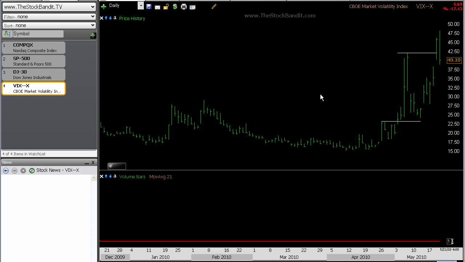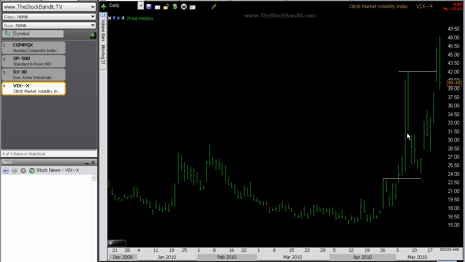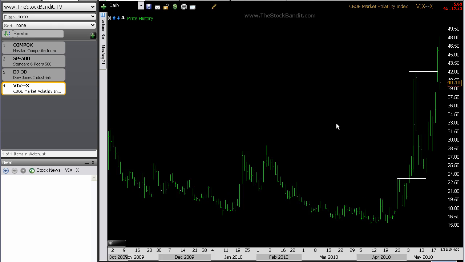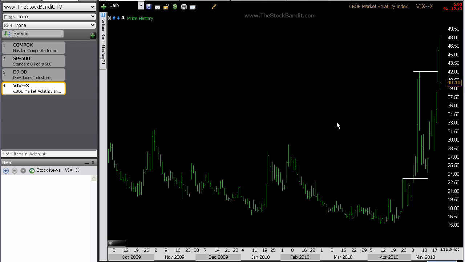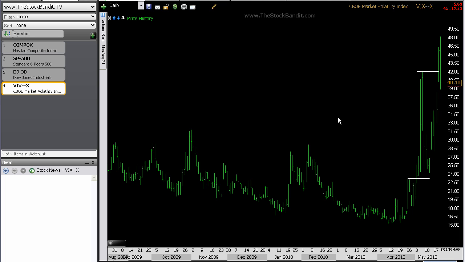Finally, taking a look at the VIX, which is the volatility index. I'm going to go ahead and get rid of these volume bars here just so we can focus on price, because that's all that is tracked for this volatility index. But generally, any move above 40 is considered very high historically in the VIX.